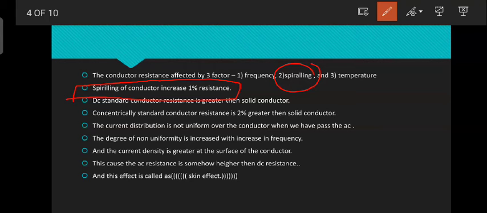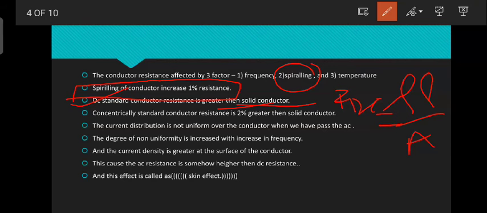The stranded conductor resistance is greater than the solid conductor resistance. Remember that. What is DC resistance? DC resistance R DC is equal to rho L by A, and this resistance is smaller than the stranded conductor resistance. And concentrically stranded conductor resistance is increased by 2% compared to the solid conductor.